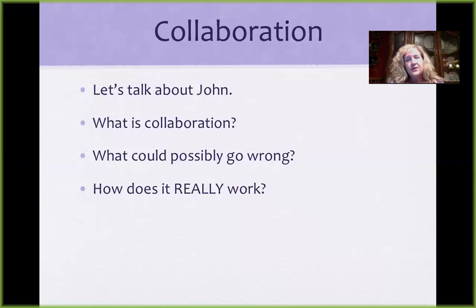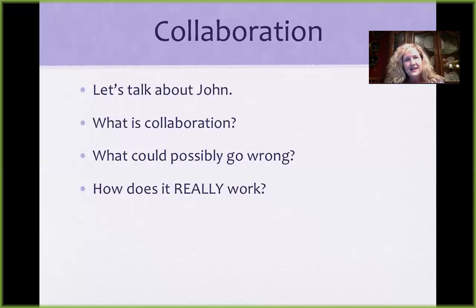What can go wrong with that is maybe there's a misunderstanding about the project. And one person thinks they heard the professor say one thing, and someone else is quite sure that they heard something else. And so you've got different interpretations about what the message was. Another thing that can go wrong is that people don't carry their weight.